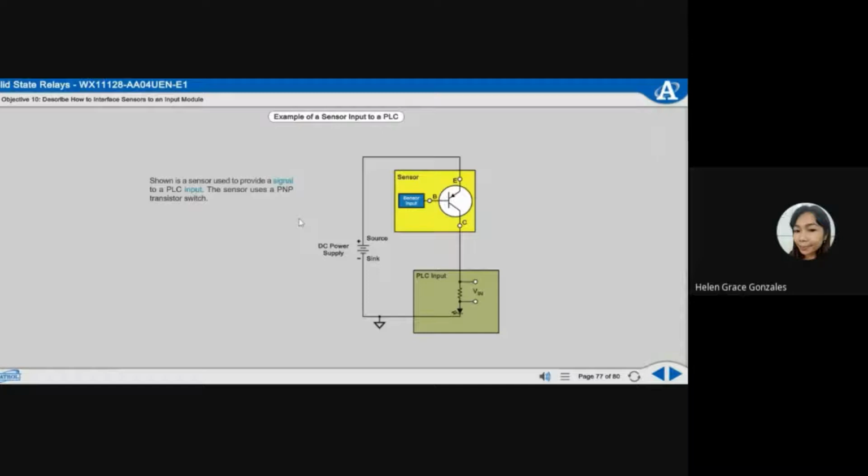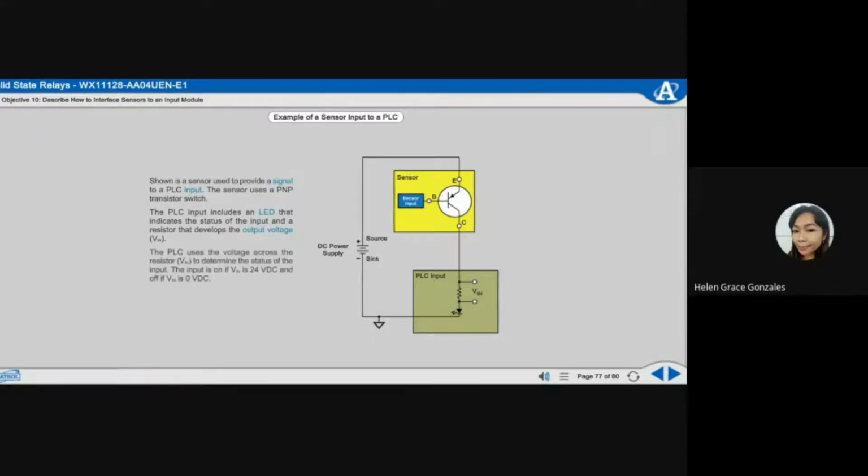Shown is a sensor used to provide a signal to a PLC input. The sensor uses a PNP transistor switch. The PLC input includes an LED that indicates the status of the input and a resistor that develops the output voltage. The PLC uses the voltage across the resistor to determine the status of the input. The input is on if V sub N is 24 volts DC and off if V sub N is 0 volts DC.